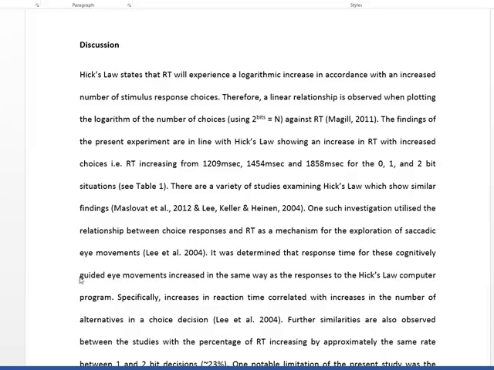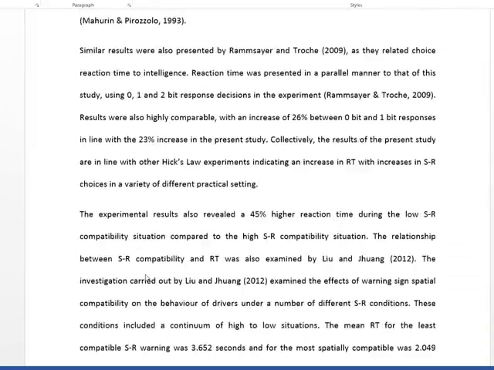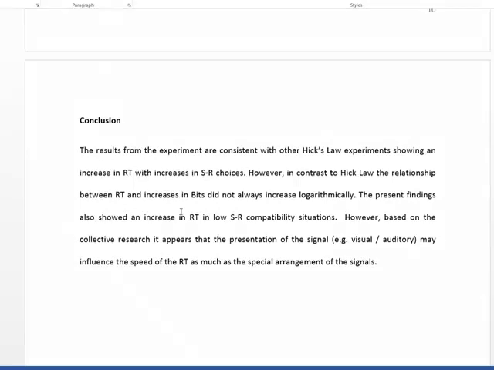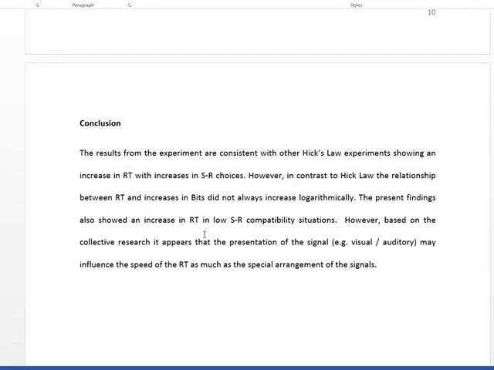Final thing we'll look at to avoid the fail is we need to address an overall conclusion. So somewhere towards the end or at the end of the discussion section, we'll have a heading saying conclusion, and it concludes overall what we're seeing in our discussion section.